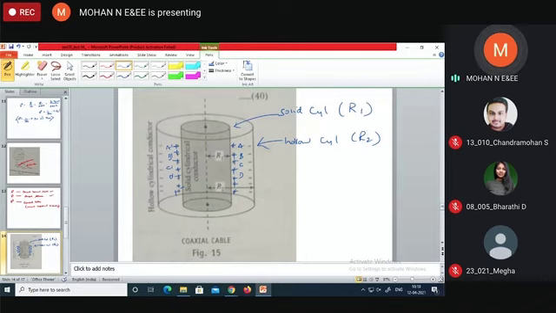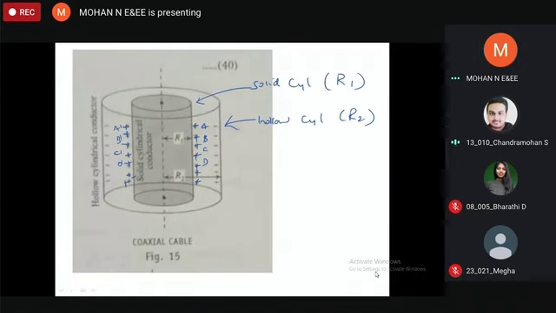Now we can identify three regions here. Which are the regions? Can somebody let me know? Yes, Chandramohan: within the cylinder. Inside the cylinder or outer cylinder? Inside the cylinder. Yes, you can consider a region which is inside the cylinder.